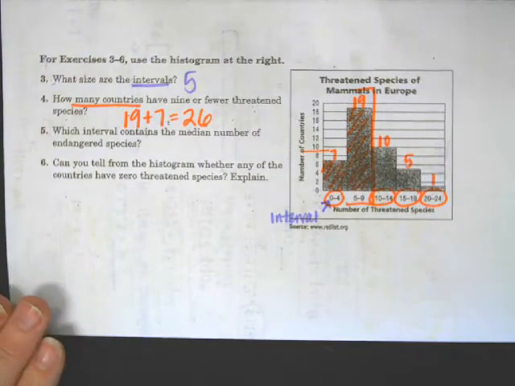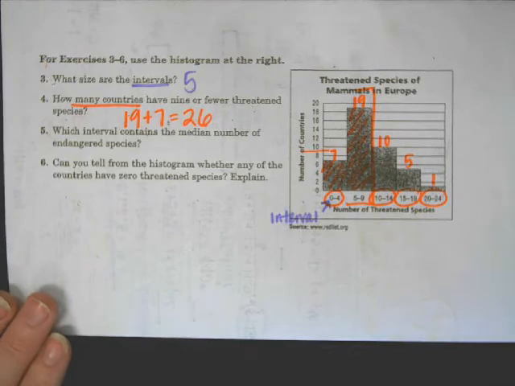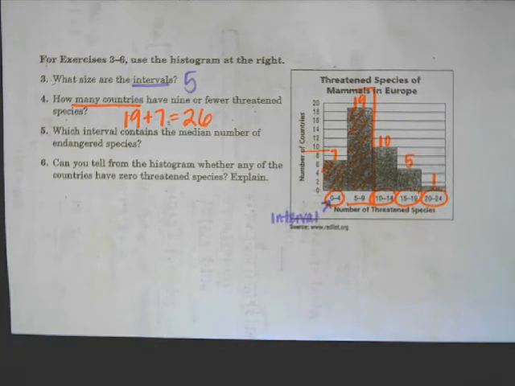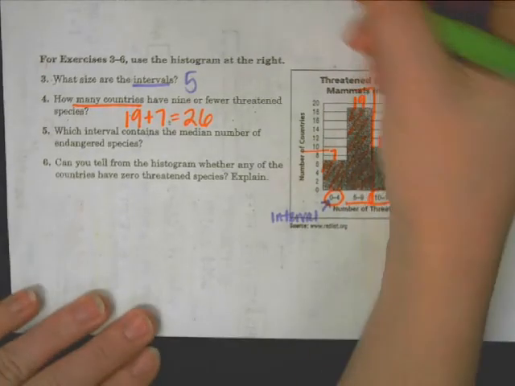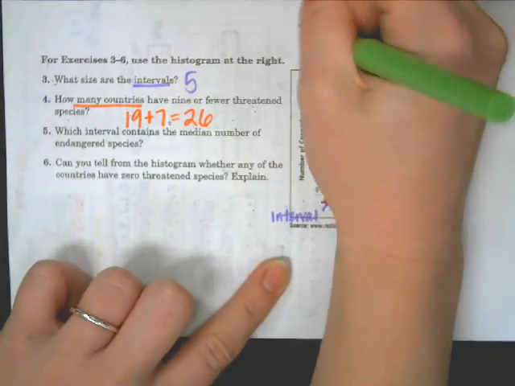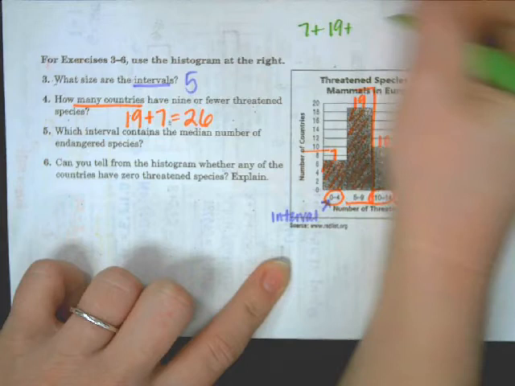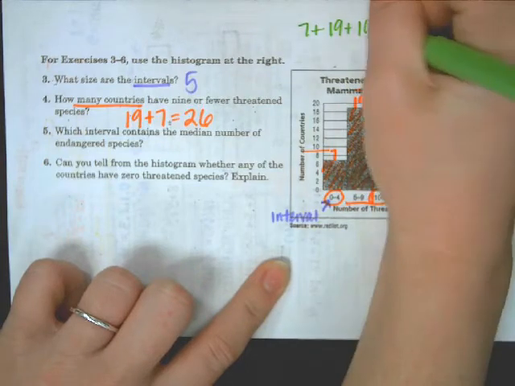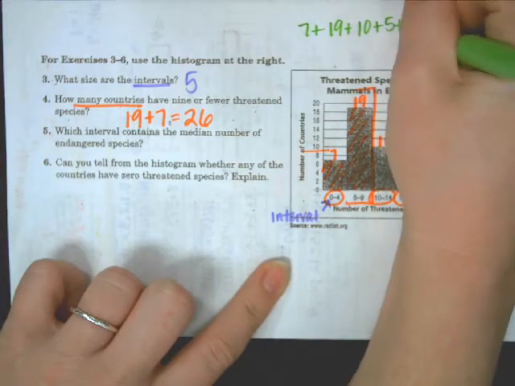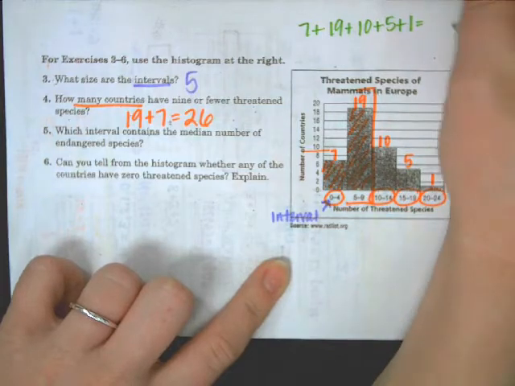For the last one, which interval contains the median number of endangered species? This one is extremely tough. Let's work through it together. Looking at this graph, if I say 7 plus 19 plus 10 plus 5 plus 1, that gives me a total of 42.